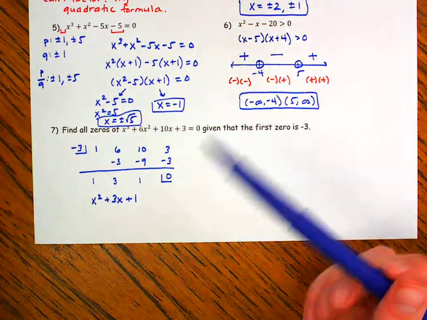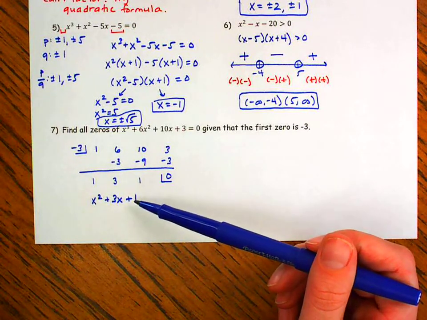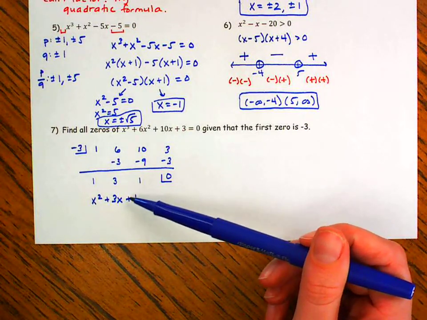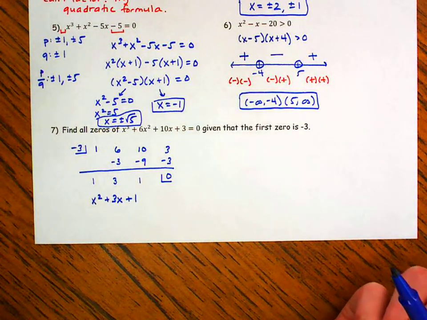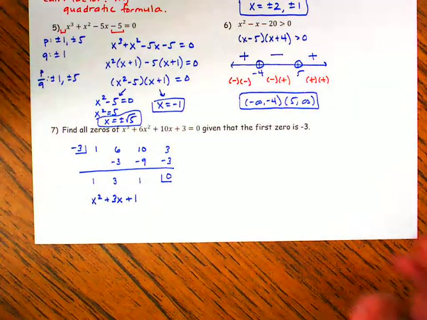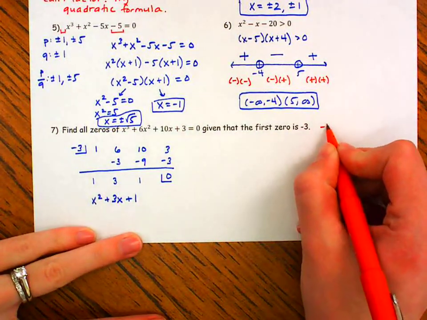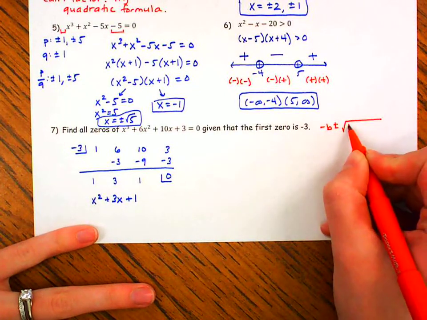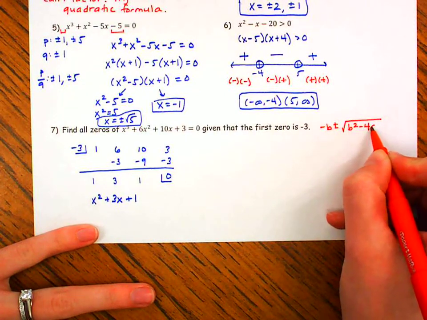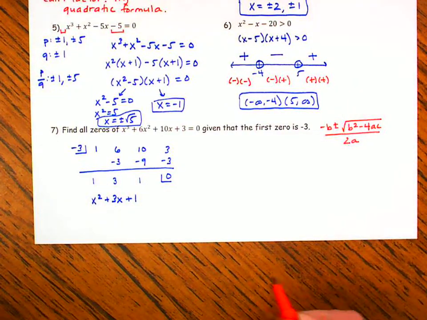So the next thing I'd ideally be able to do is factor what I'm left over with, but I'm pretty sure this isn't factorable. There's nothing I can multiply by to get 1 that adds to 3, because 1 times 1 is 2. That means I'm stuck with the quadratic formula now. So remember, for those of you who haven't seen this in a while, it's negative b plus or minus the square root of b squared minus 4ac over 2a.